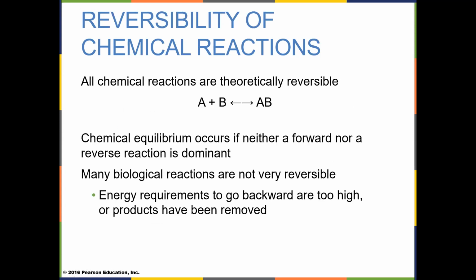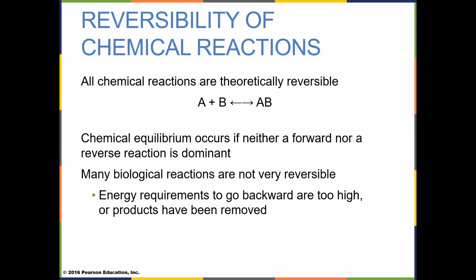Now, chemical reactions are supposed to be reversible. In a lab setting, a chemist can reverse a reaction. In our bodies, it doesn't work that way, because when we have a chemical reaction, we have a catabolic reaction. When we break down the reactants, the products are usually carbon dioxide and water and the release of energy. So we can't go backwards. We can't reverse that reaction.